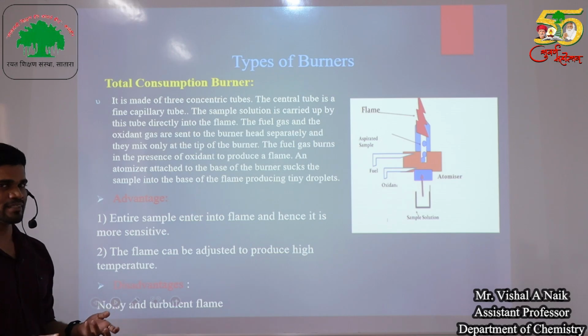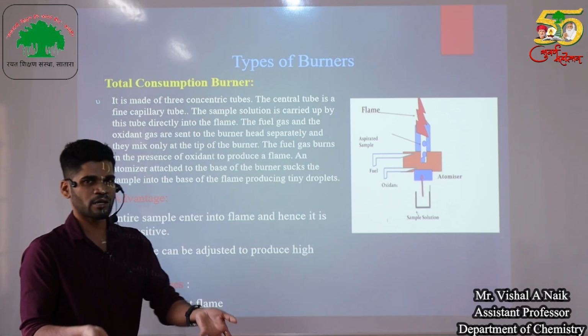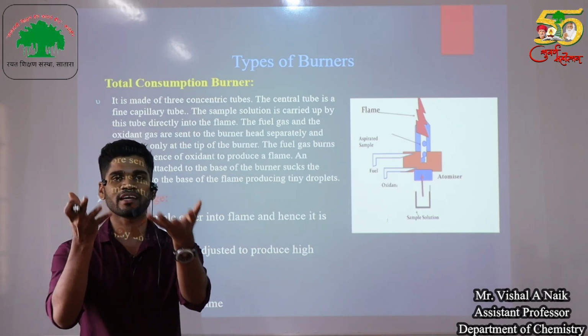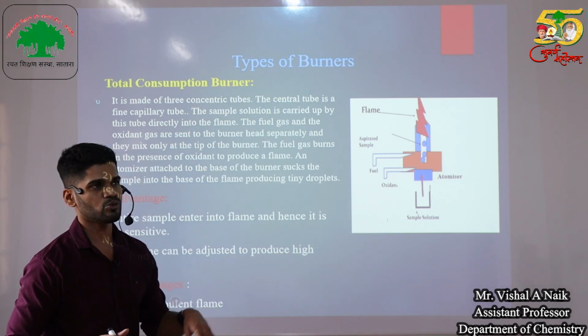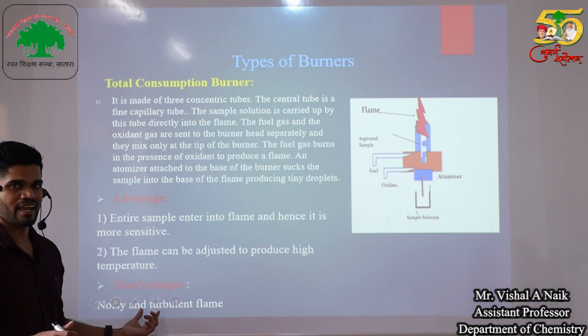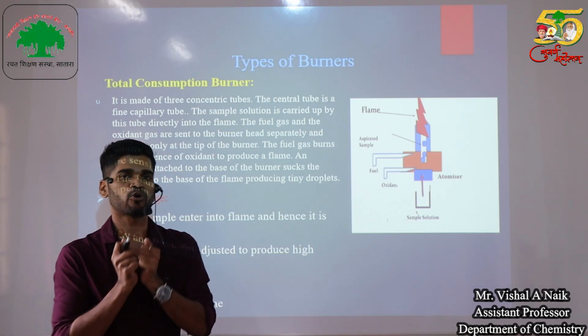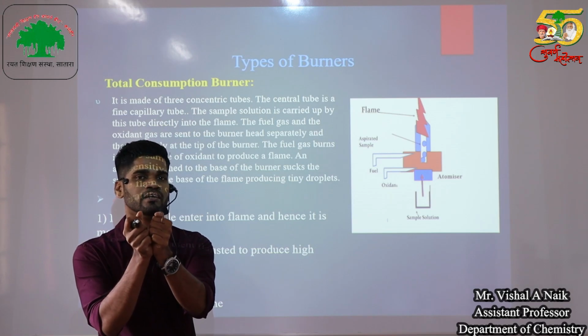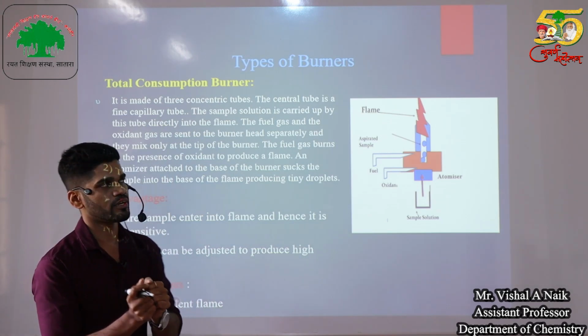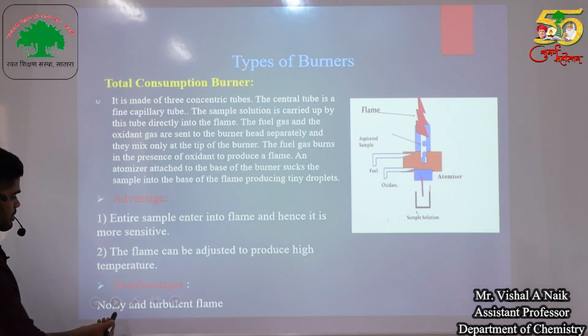Then there are some disadvantages. As the total sample gets aspirated into a flame, our flame is noisy, and a turbulent flame is there because a larger amount of sample is introduced at a time. That's why our flame is turbulent. So this is the first type of burner.